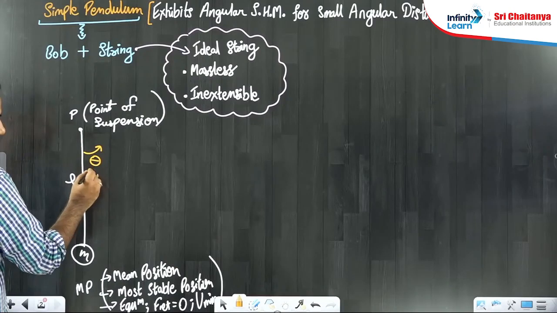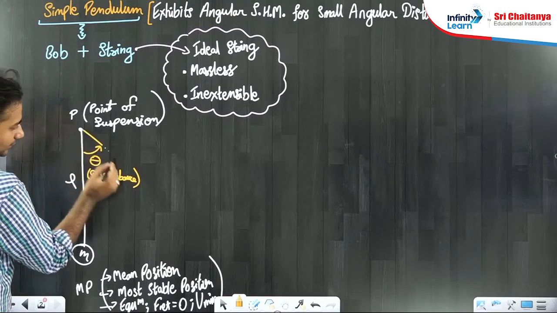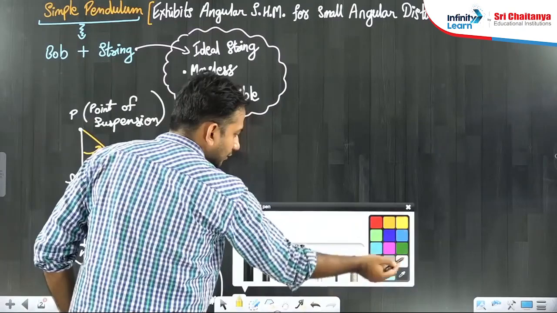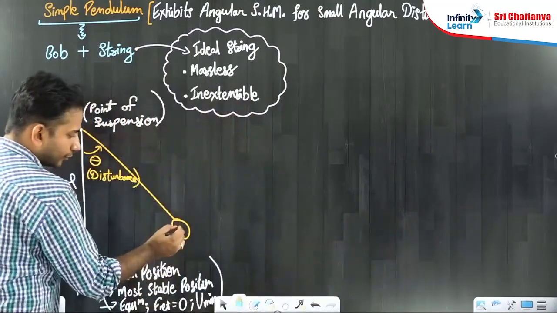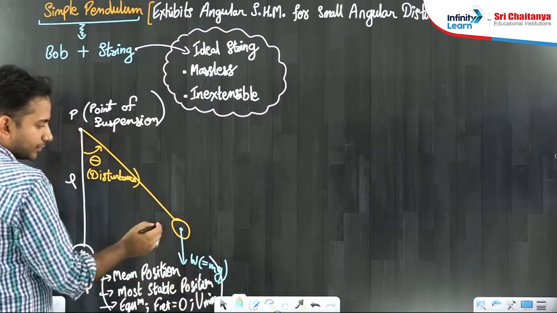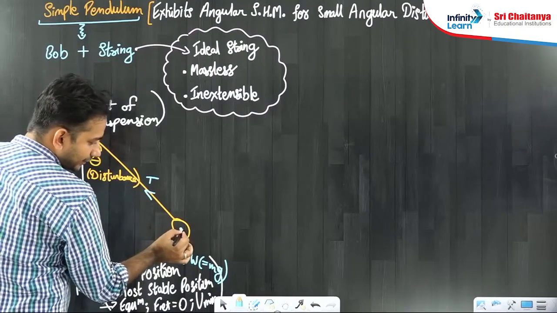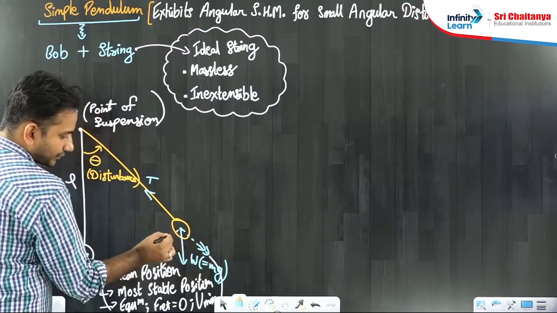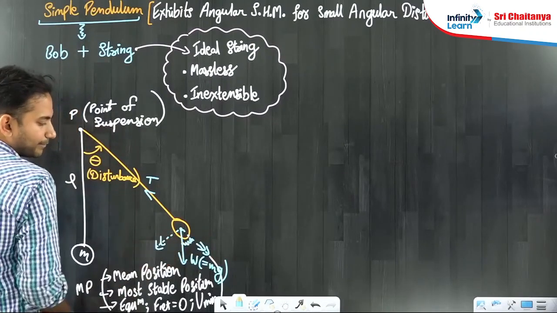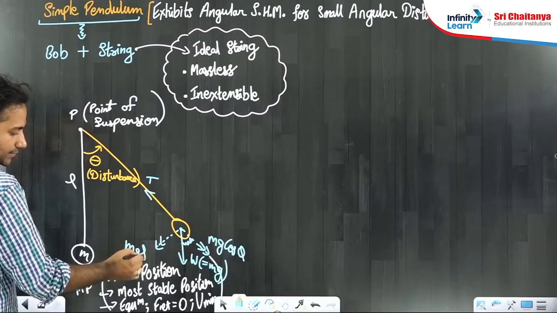After providing this angular disturbance theta, this is the orientation. Here is the mass m bob. Now we will draw the free body diagram of the forces acting on it. Here is the force W equal to mg, and here is the tension T. You can resolve this mg in two directions. This angle is theta, so this angle will be theta again. This component will be mg cos theta and this component will be mg sin theta.